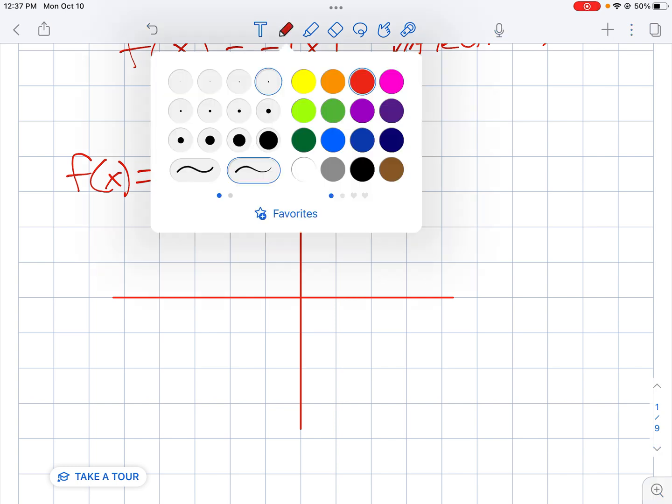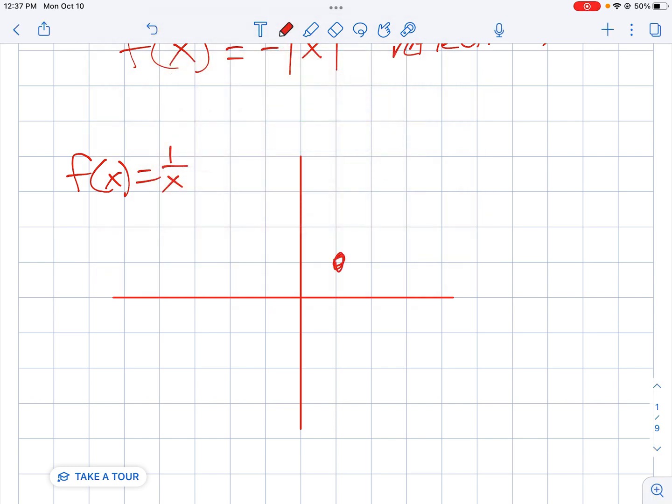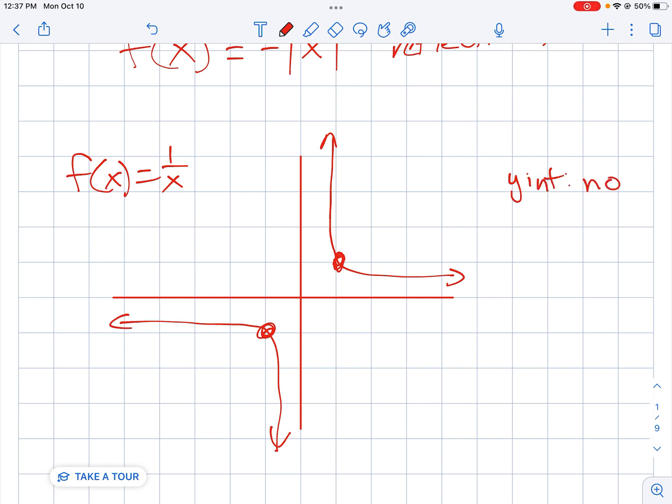And so what we're going to do is put some anchor points here. So (1, 1), (negative 1, negative 1). And then we said it made this lovely little swoop. So a couple things about this. Is there a y-intercept? No, there's not. Where is there a horizontal asymptote? Well, it never crosses the x-axis, so it's at y equals 0. And where is our vertical one? Well, that's at x equals 0. So it has some asymptotes there.